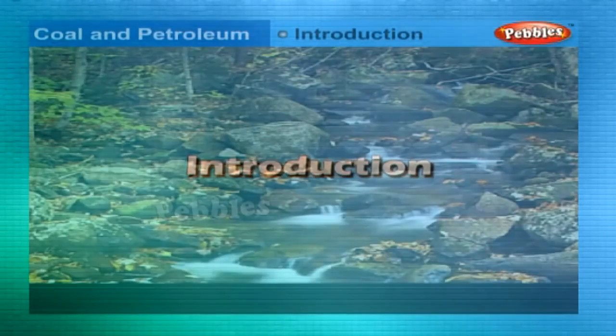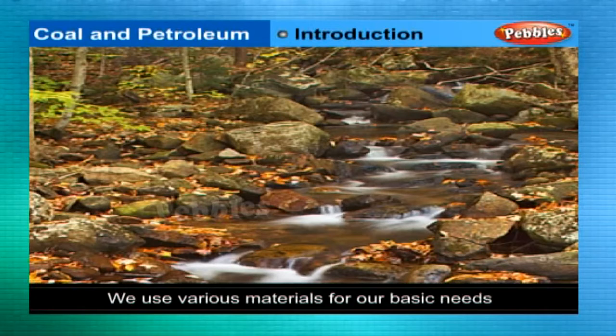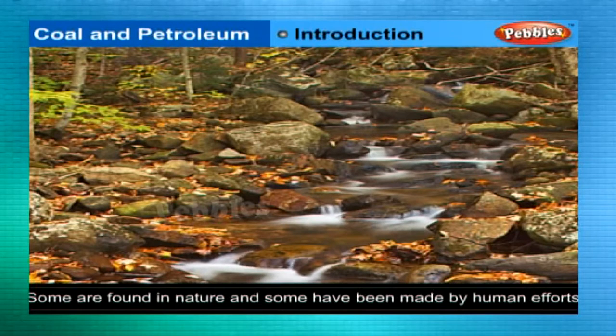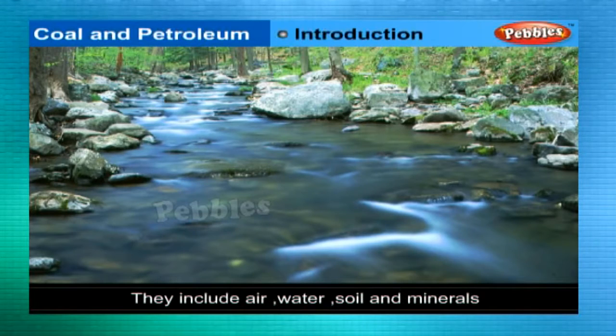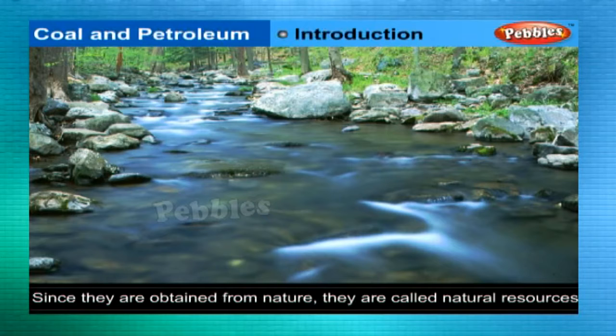Introduction. We use various materials for our basic needs. Some of them are found in nature and some have been made by human efforts. This list includes air, water, soil, and minerals. Since all these are obtained from nature, they are called natural resources.